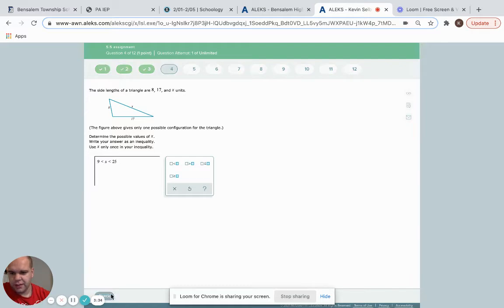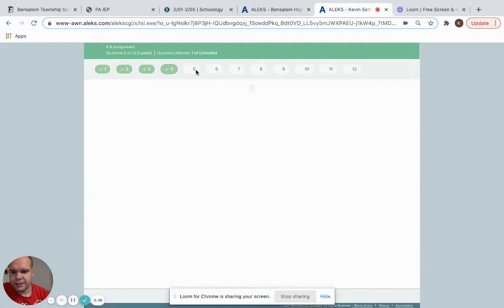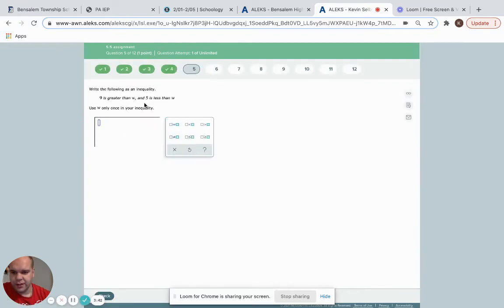Let me just check it, make sure I'm right. Perfect. And then as you can see, 5 is very similar to number 1. 9 is greater than W, and 5 is less than W. So for this, let's type in 5 less than W less than 9. All right, because W is less than 9, but W is greater than 5. I'm going to hit check.